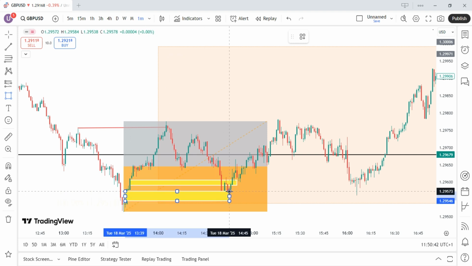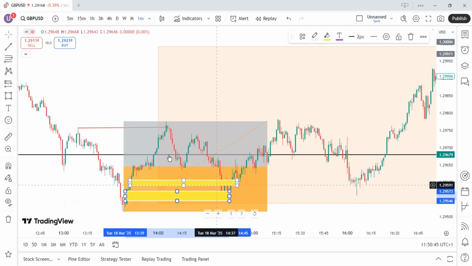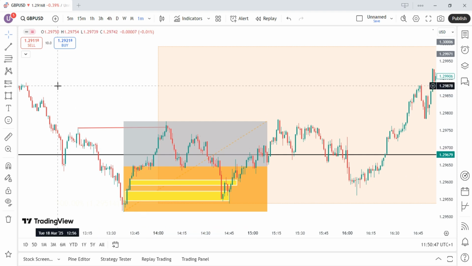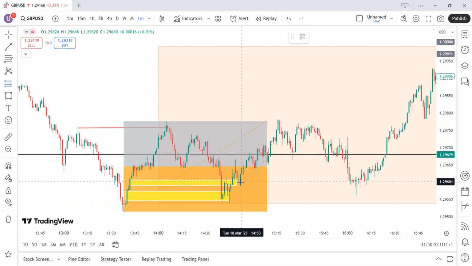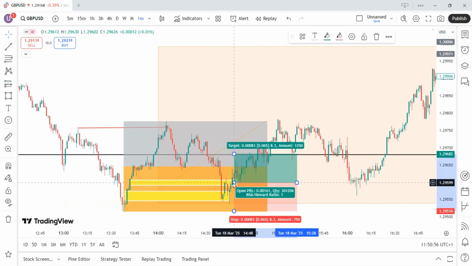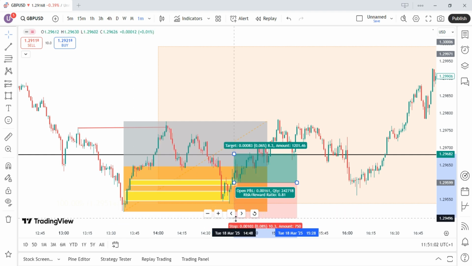Okay. So any amount you want to risk, divide it into two because we are now having two entries here. You pick your first entry here and stop loss below this zone. That will be our stop loss below this zone.